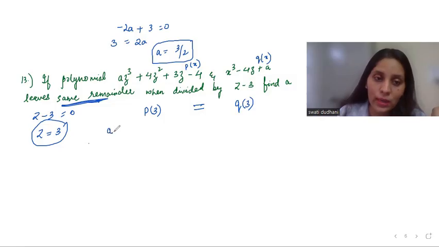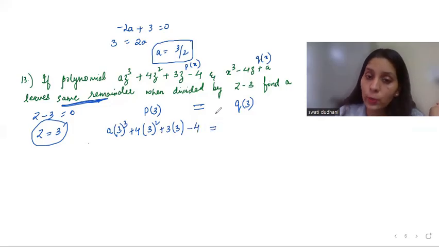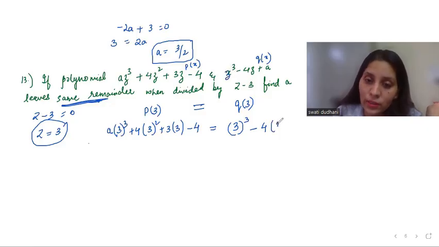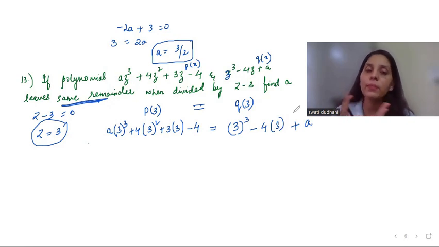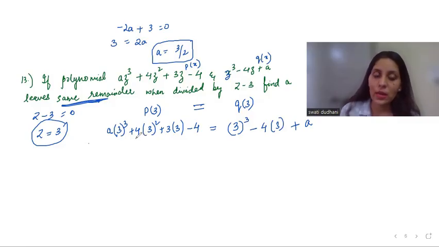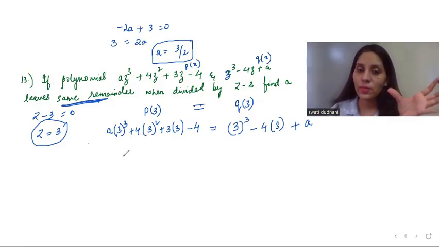So z is what? 3 cube plus 4 into 3 square plus 3 into 3 minus 4 equal to, now q of 3, 3 cube minus 4, sorry, this is z, minus 4 into 3 plus a. So here I have equated the remainders because they leave the same remainder. You can also find the remainder for P of 3, the remainder for Q of 3, and at the end you can equate. You can do that as well.